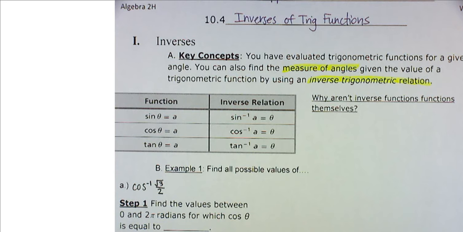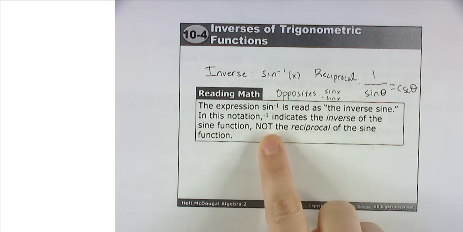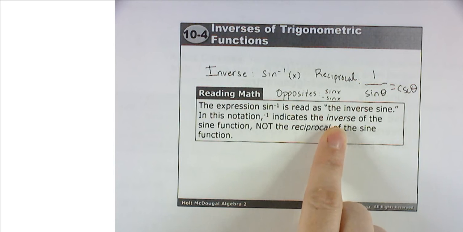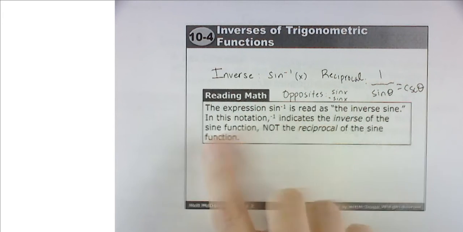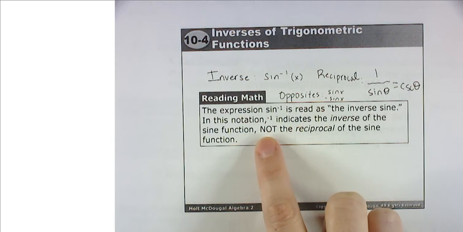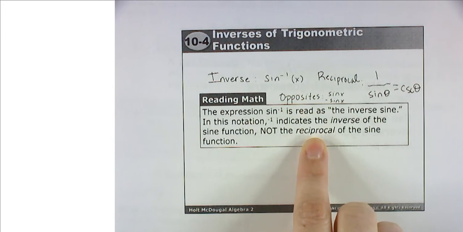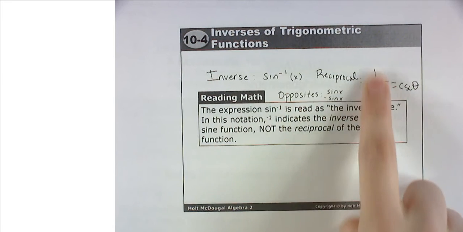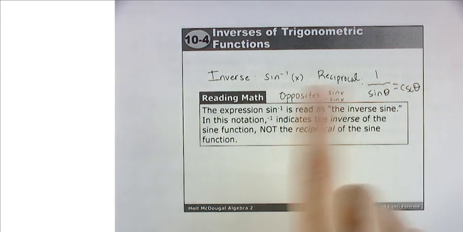Just a few things about inverses. This expression here is read as the inverse sine. It's the -1 that shows you that this is the inverse. This part isn't in your notes, it's just something we're going over. But don't get that confused with the reciprocal. Remember, the reciprocal of sine would be 1 over the sine, or the cosecant. The inverse has the -1.